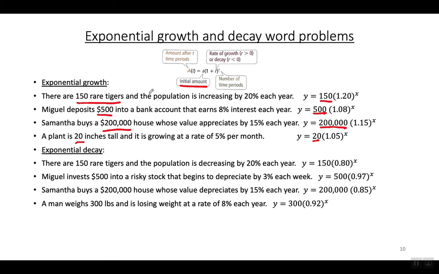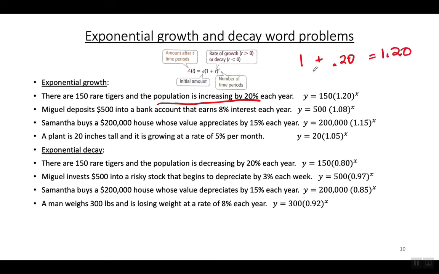Alright, okay, now let's look at the second part. Okay, now this is key, so please pay attention. The B, alright? It says here the population is increasing by 20%. There's two ways you can think about it. One way is you change 20% to a decimal, which would be that, and you add it to 1. So you get 1.20.